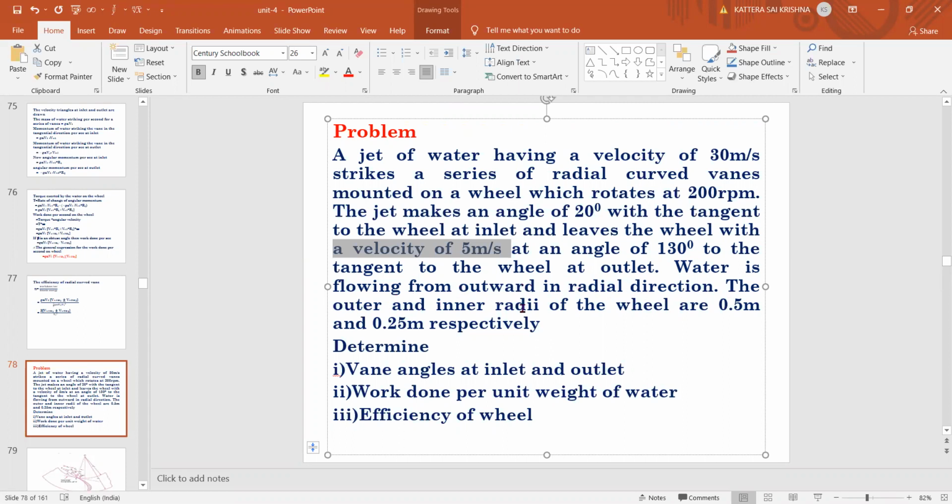The outer and inner radii of the wheels are given. So why are these outer and inner radii given? For finding U1 and U2, right? So the outer and inner radii of the wheel are 0.5 meter and 0.25 meter respectively. So determine vane angles. For finding vane angles, first we need to draw the velocity triangles. From that only you can find. Next, work done per unit weight of water, then efficiency of the wheel. Okay, please copy the question fast.